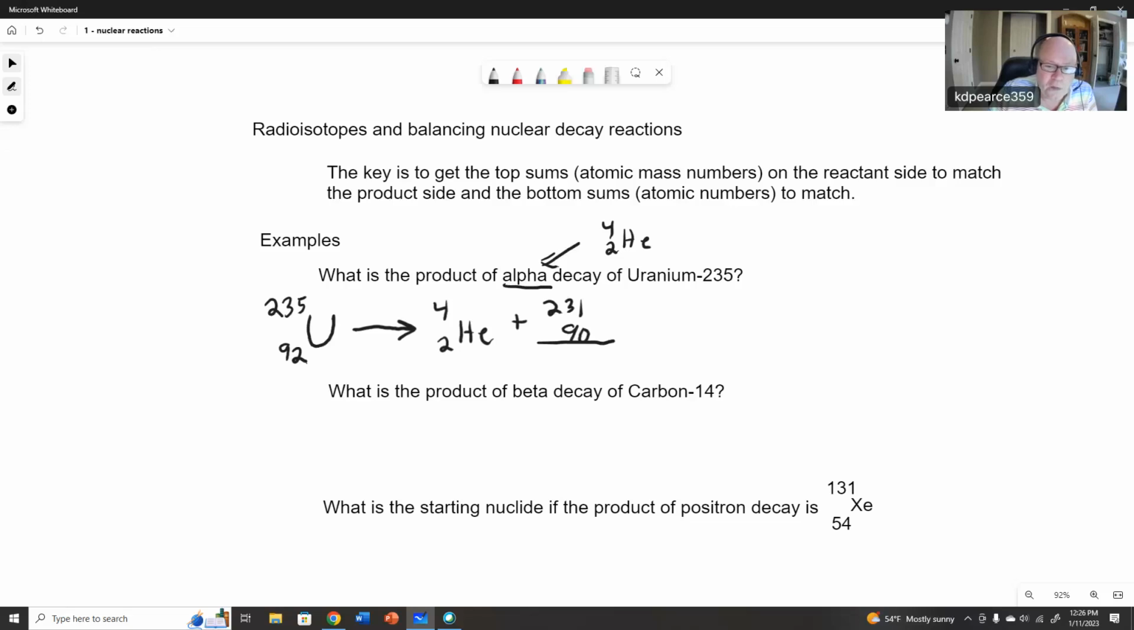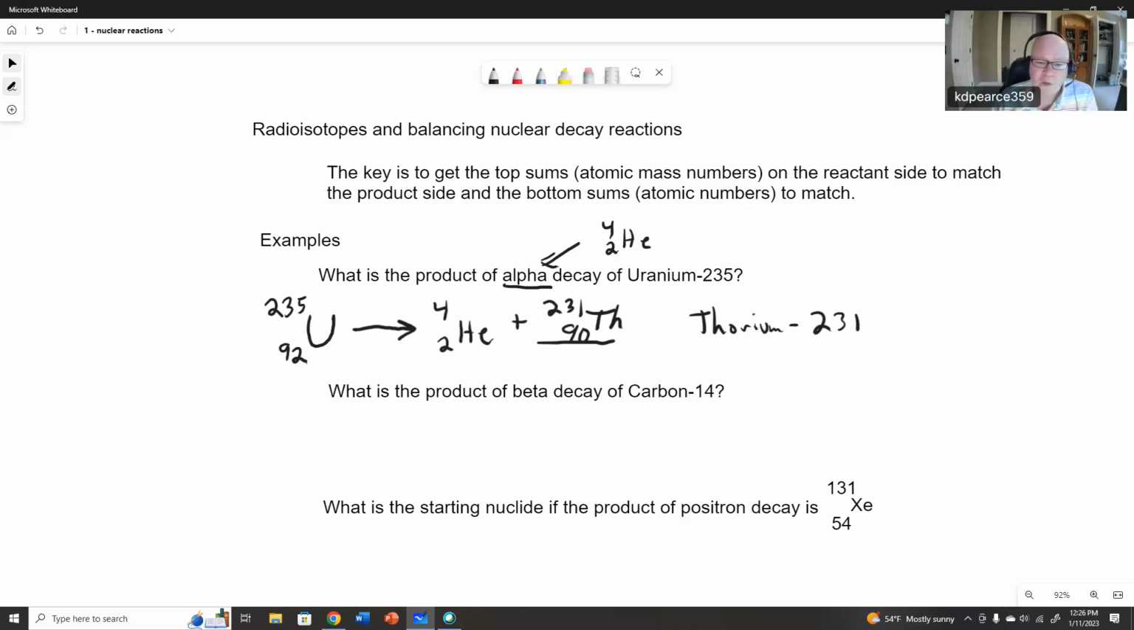And so we have some sort of unknown element which has 231 for its mass number and 90 on the bottom for its atomic number. And we look on our periodic table and we find that it is thorium. So the product of alpha decay of uranium-235 is thorium-231. And we can actually write that off to the side here: thorium-231.